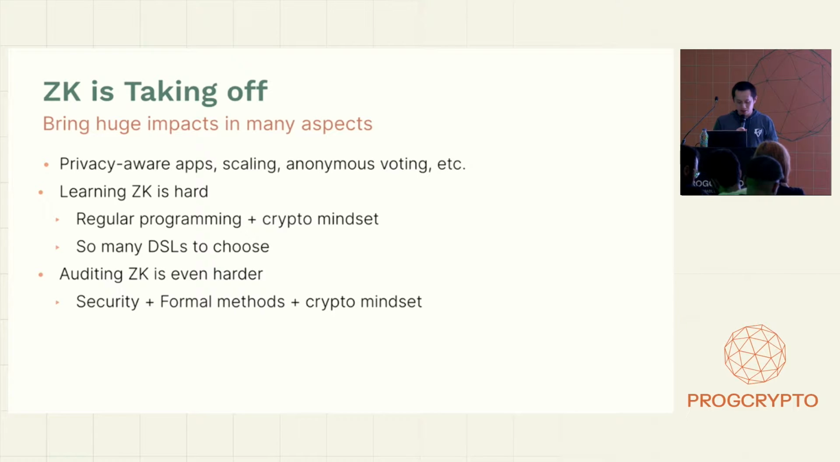As Veridice is also auditing a lot of different kinds of ZK projects, we also realized that auditing ZK is even harder than writing ZK, because on top of understanding what's going on in the circuit itself, you also have to have the mindset of doing security and formal verification in order to predict where the bug could lie. So all of these point to something related to the design of the architecture of the language itself.